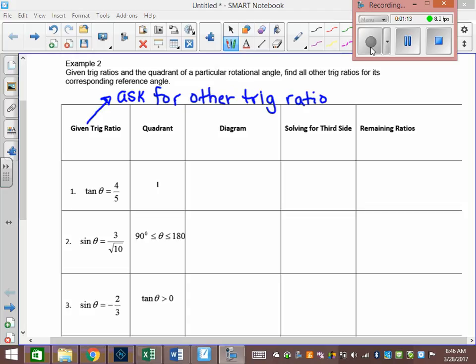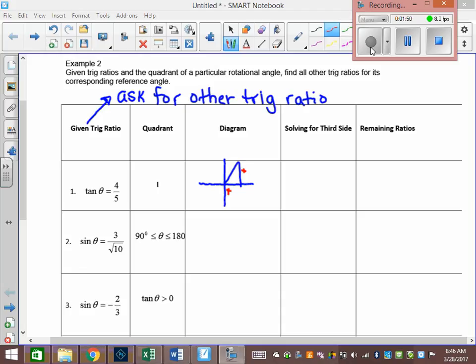So quadrant 1. The very first thing, when they give you a trig ratio and they ask you for another trig ratio, is to draw a diagram. The reason why you want to draw a diagram is so that you get your x and y's correct, the signs, whether they're positive or negative. So it's in quadrant 1. We get ourselves a triangle. I know this one's going to be positive and this one's going to be positive because of the quadrant that it's in. That's why drawing the diagram is very important, because most people will mess up signs. Quadrant 1, you'd be okay, but other than that, you don't.